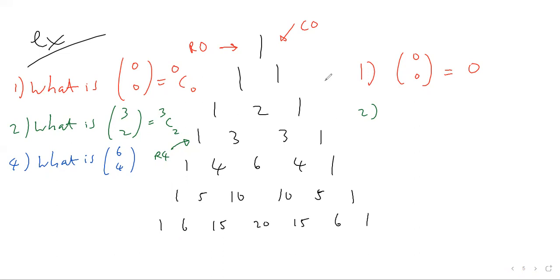So we want column number 2. This is our column number 2, this one here. So we want row 3, column 2. So go across in row 3, column number 2, this number there. So 3, 2, or 3C2 would be equal to the number 3, because we can just read it off from Pascal's triangle there. And then our next example, so what is 6, 4?